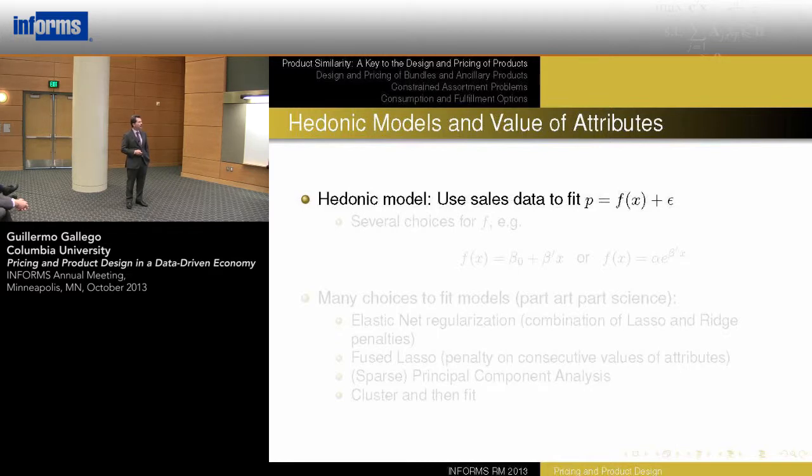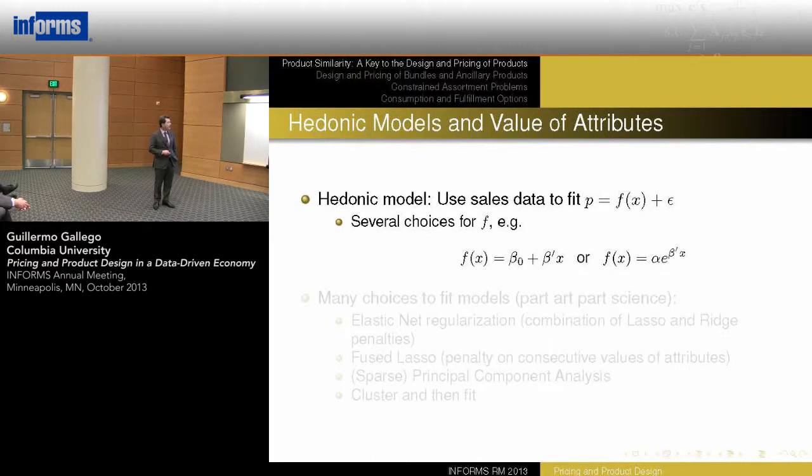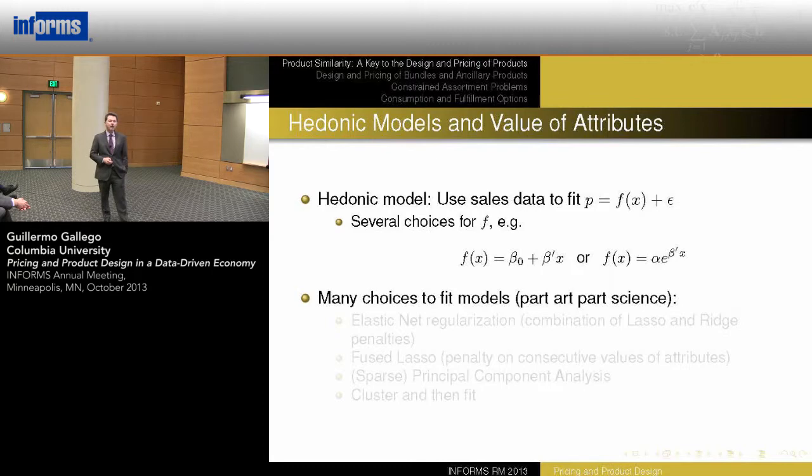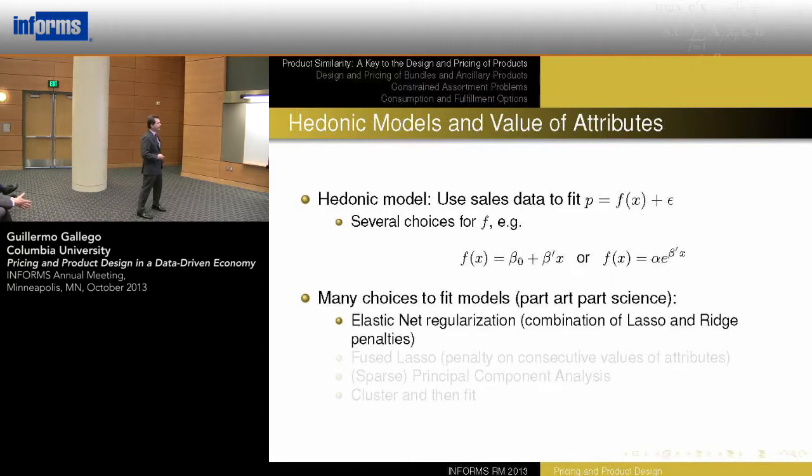First, you need to select a functional form, and there are many you can select. Here are just two. And then even after you select a model, you need to somehow fit it, and this is part art and part science, because there are so many choices under the sun. You could use elastic net, which is a sort of constrained regression that puts penalties on the norm of some of these vectors beta.